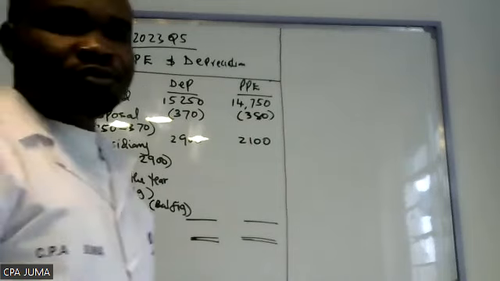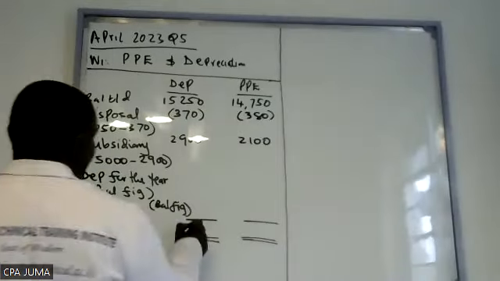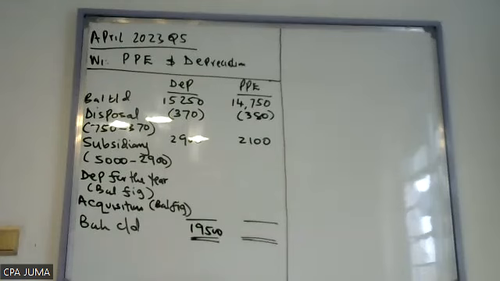As per note number 1? $19,500, correct. 19,500. So to know the charge for the year, actually we could have adjusted this one to make our work easier, but still there is no problem.